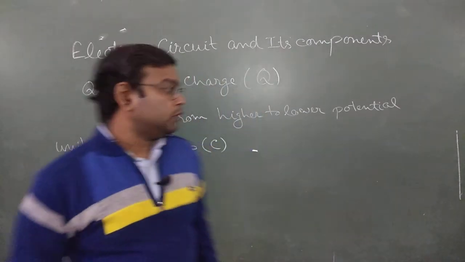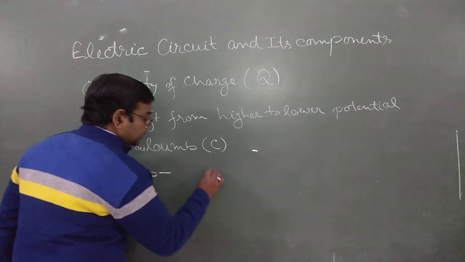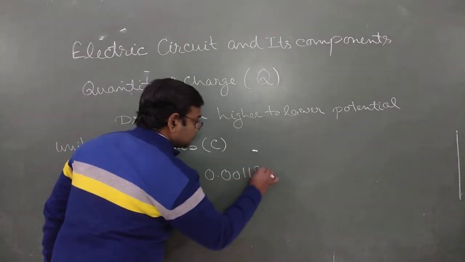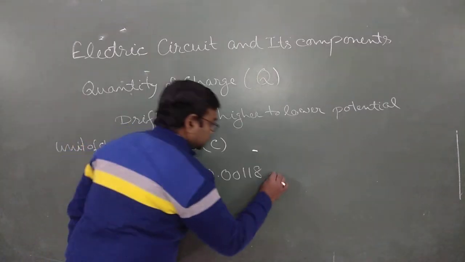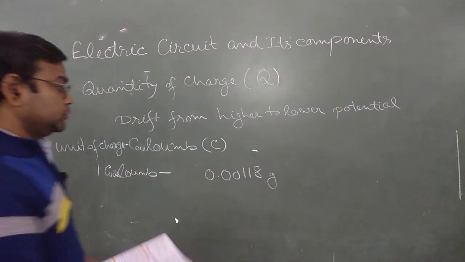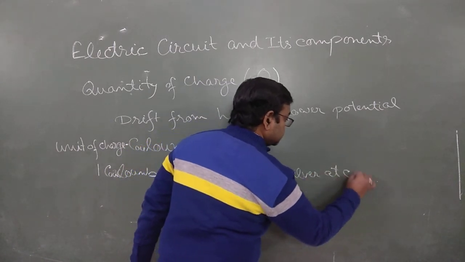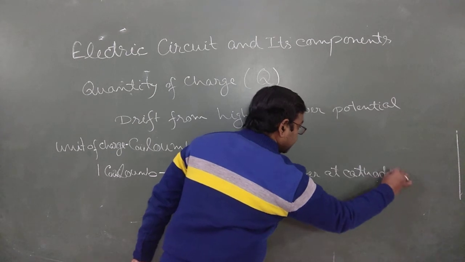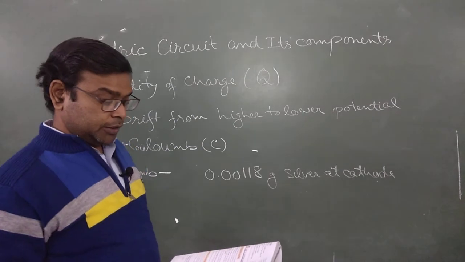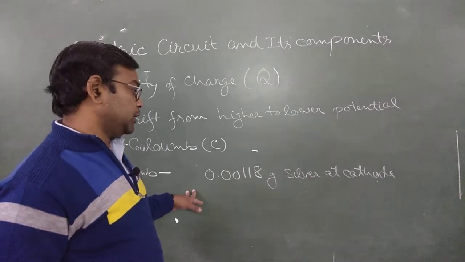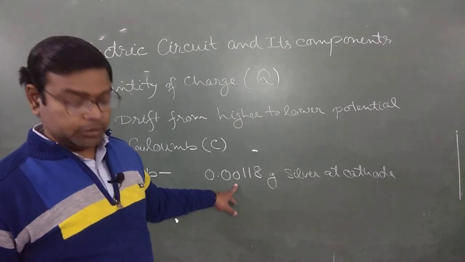Always remember that if we are discussing 1 coulomb, this is the amount of charge which deposits this amount of silver at cathode, 0.00118 gram silver at cathode, when electric current or those charges pass through silver nitrate solution. Those charges are known as your 1 coulomb. You must remember this digit. Hope this thing is clear.